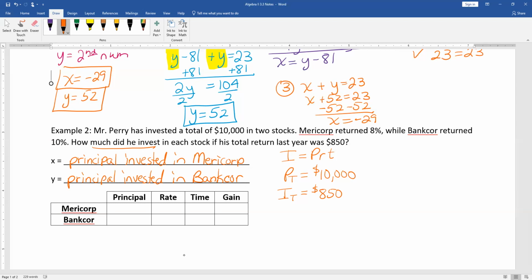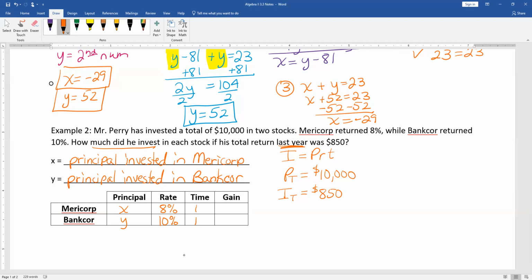All right. So our principal for AmeriCorp and Bancorp, we don't know. So the principal is x and y. Now the rate is specific to each. We know that the rate he earned off of AmeriCorp was 8%. And we know that the rate he earned over on Bancorp is 10%, which is great. I'd love to have these. We know that the time was last year, so we're going to say that it was yearly. So it's just 1. So we're not even going to use that in our final equation because anything times 1 is itself. Don't bother. The gain on this is the principal times the rate for the amount of time, which is 1.